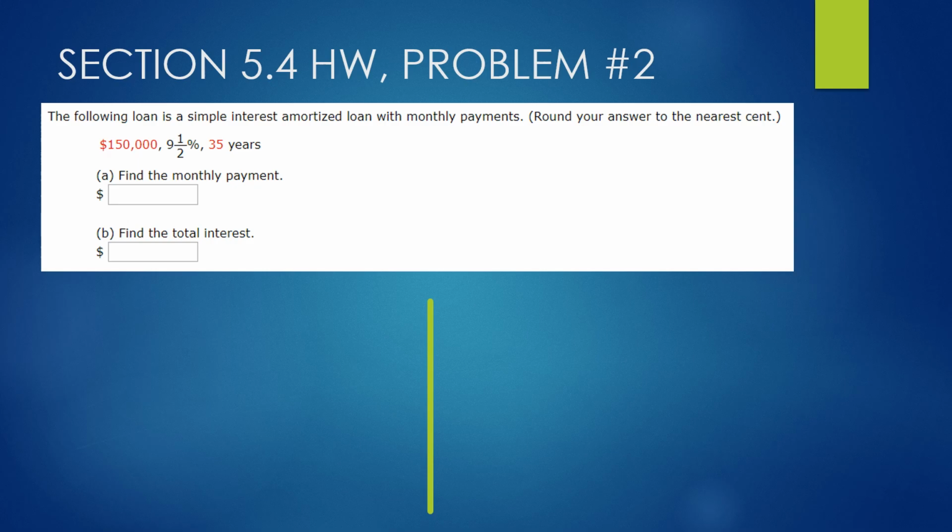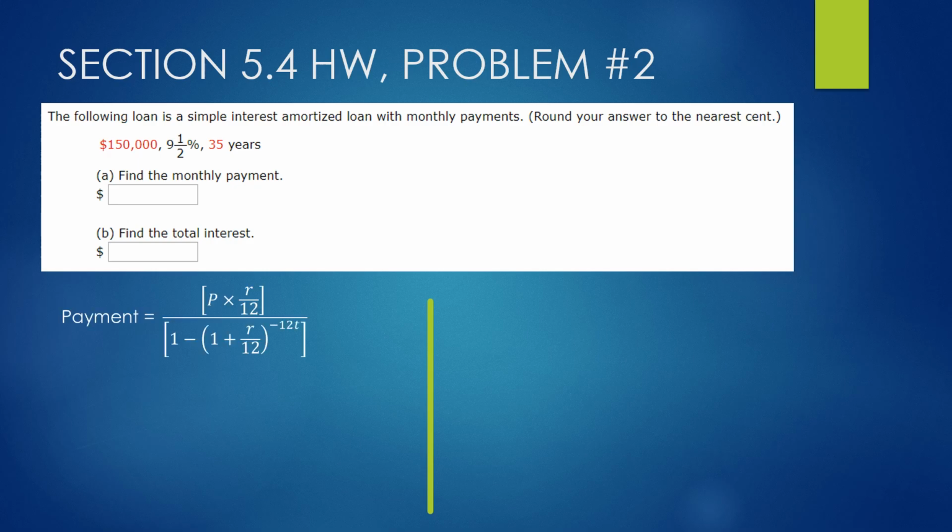It says the following loan is a simple interest amortized loan with monthly payments. And it says round your answer to the nearest cent, which we know is 2 decimal places. All right, so it's a $150,000 loan. So this might be like a house loan. 9.5% interest for 35 years. Find the monthly payment.